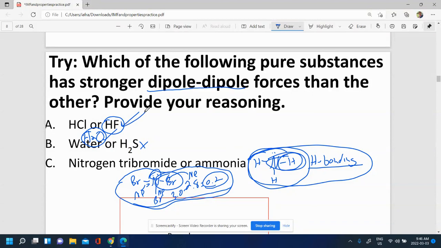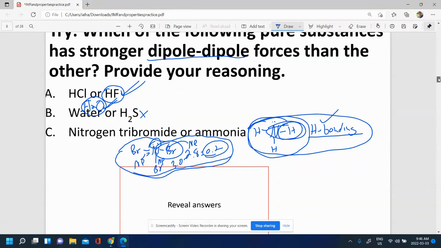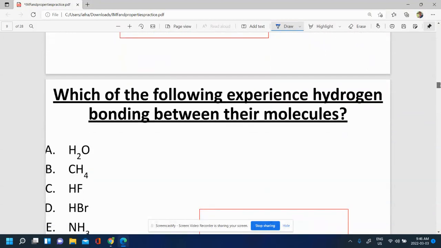So hydrogen bonding is stronger than dipole-dipole, hydrogen bonding here as well, and hydrogen bonding here as well. You can provide reasoning by explaining that there's hydrogen bonding occurring in these and in the others, there's not.